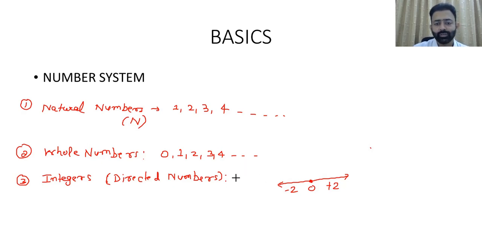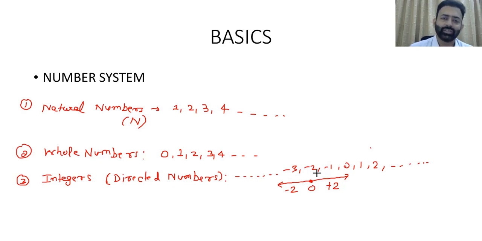So integers will start from minus infinity till, let us say, -3, -2, -1, 0, and then 1, 2, 3, and so on. The set of all whole numbers plus negative natural numbers is your integers, which in short are denoted by a capital letter Z. Sometimes we also denote these by capital I. And we need negative integers to represent direction.